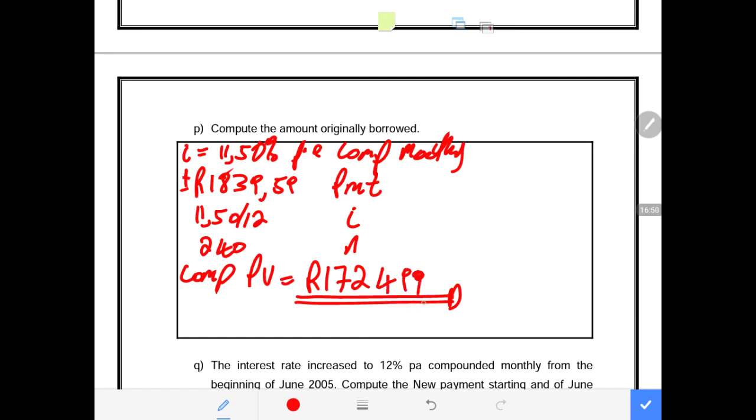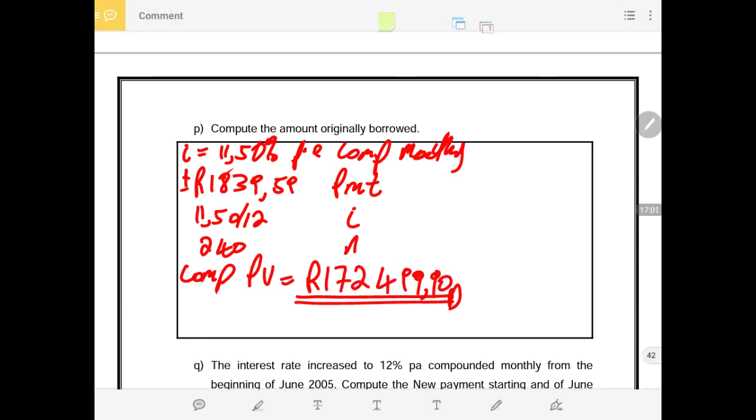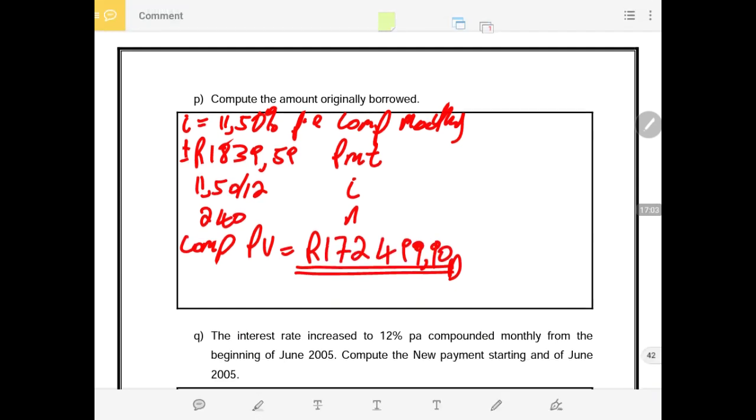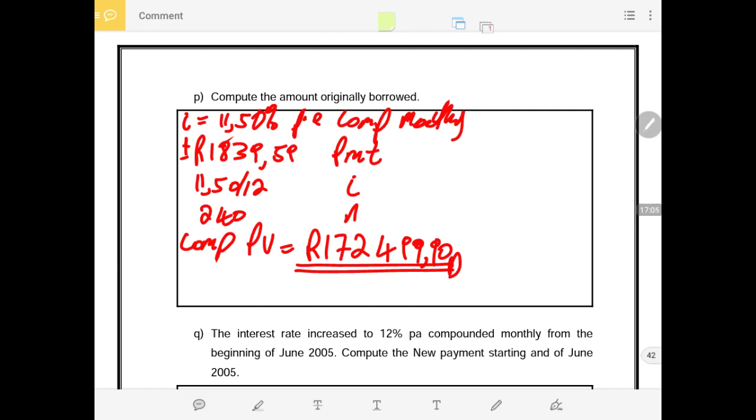172,499 rand 89 cents was borrowed, but that will be 90 cents rounding off in my calculator. So this is the amount that was borrowed at the beginning. Please don't clear your calculator. Sometimes it's important not to clear until you read the next question, in the case where there are build-up kind of questions like this one.